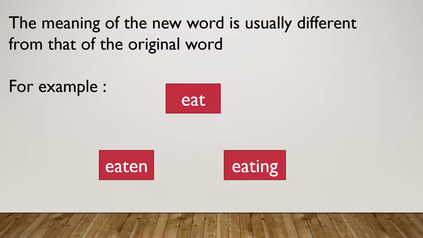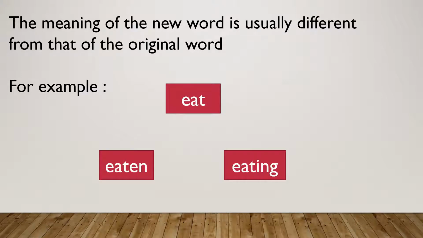Student, the meaning of the new word is usually different from that of the original word. So now student, let's see this with an example. Eat, eaten, eating. The words eating and eaten come from the same word eat. Correct student? So student, eat is the root word or base word.